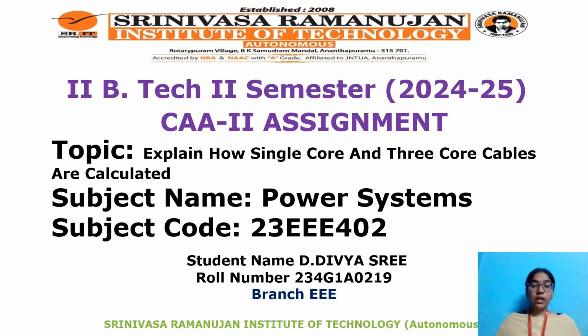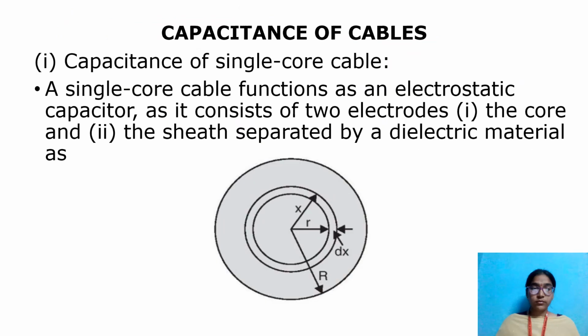Topic is explain how single core and three core cables capacitance is calculated. Capacitance of cables are two types: capacitance of single core cable and capacitance of three core cable. First, we will see about capacitance of single core cable.